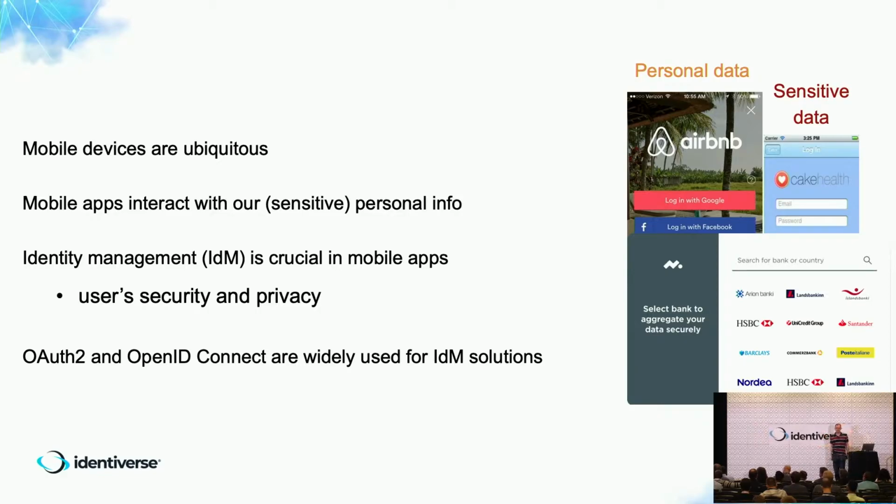Mobile devices are everywhere these days, everyone knows this, and they interact with our sensitive personal info, lots of it. The most common way that's done in mobile apps is with OAuth and OpenID Connect, at least if you're looking at standardized mechanisms, and they're really key to user security and privacy, so getting those right is really important.